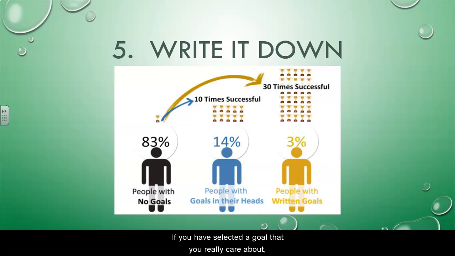If you have selected a goal that you really care about, wouldn't you like to triple the likelihood that you will achieve it? If so, write it down, and even better, post it somewhere where you will see it on a regular basis. Put a post-it note on your mirror or maybe have it be the home screen on your phone. Being reminded on a regular basis of what you are working toward makes it more likely that you will get there.